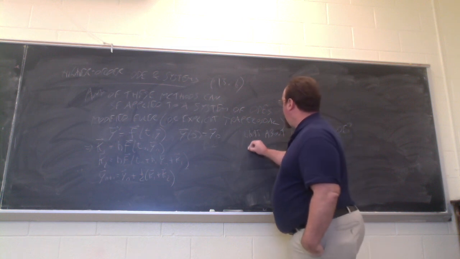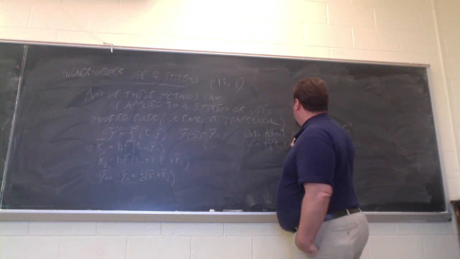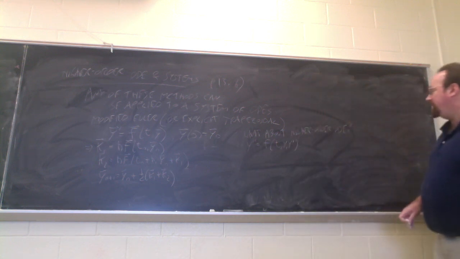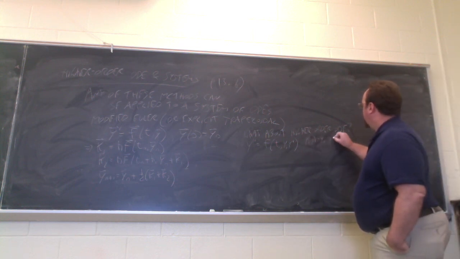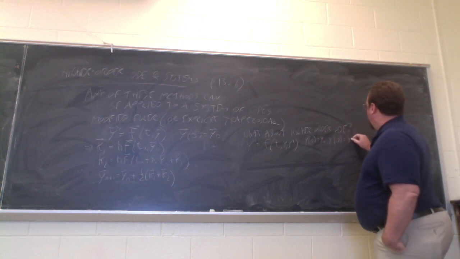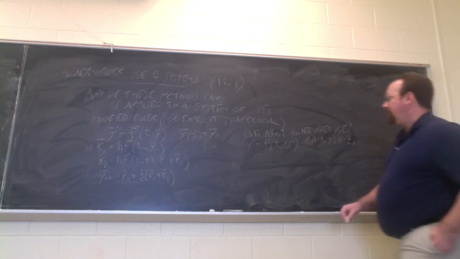So for instance, y double prime is equal to some function f of t, y, and y prime. So this is a general second order ODE with two initial conditions. So you're posing conditions on y and y prime, and you have two different initial values. Well, how do you deal with a second order ODE? You can always convert it to a system of two first order ODEs.